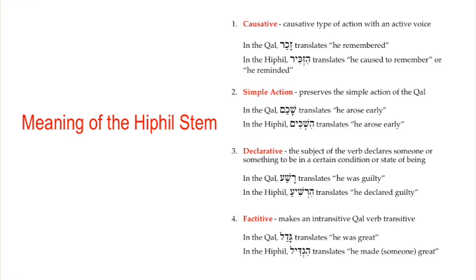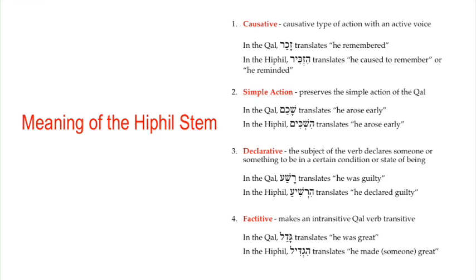Declarative. In the declarative nuance, the subject of the verb declares someone or something to be in a certain condition or state of being. Look at the example. In the Qal, the verb rasha translates he was guilty. In the Hiphil stem, hirshia, the translation is he declared something or someone guilty. Now that's why we call it the declarative nuance or the declarative use of the Hiphil stem, because someone is declaring someone or something to be in a particular state. You can see we've added the key word declared in the translation.